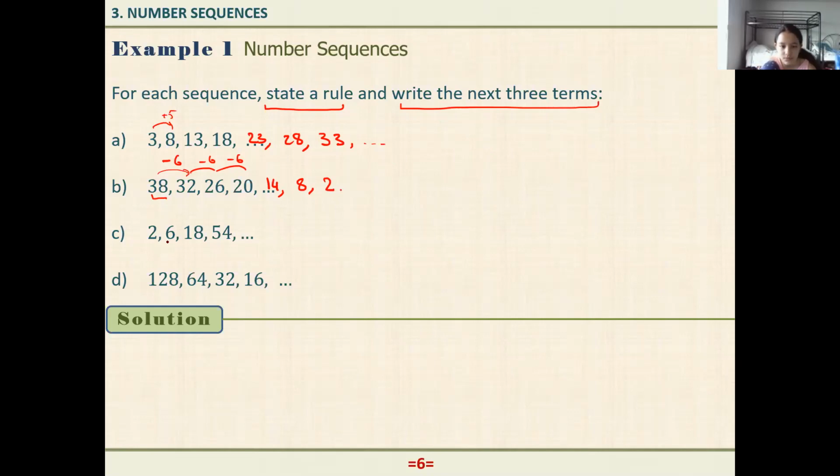How about the next example? What is the pattern here? Multiply by 3. Good. Start with 2 and multiply by 3 to get the next term. So 2 times 3 is 6, 6 times 3 is 18, 18 times 3 is 54. What is 54 times 3?